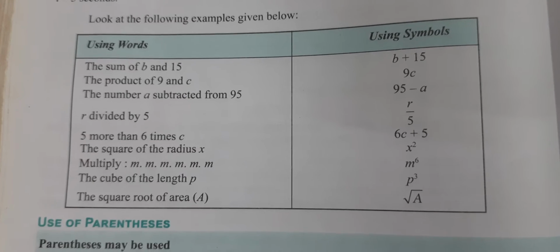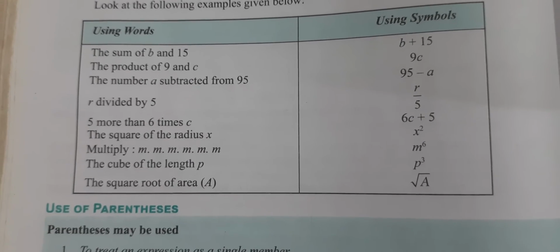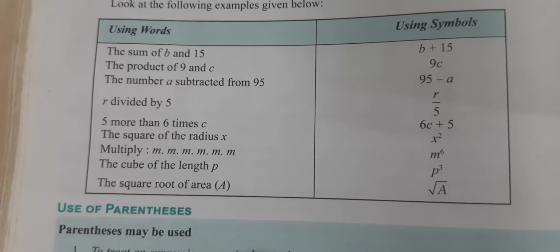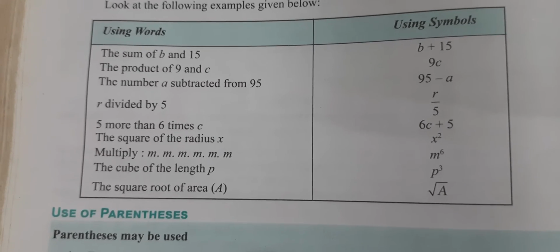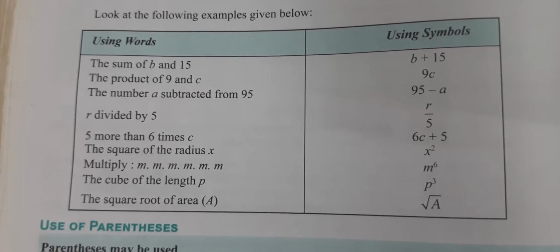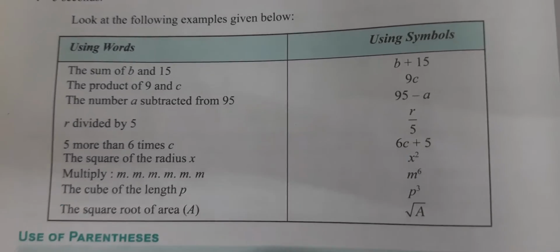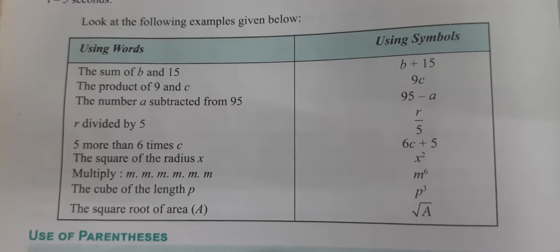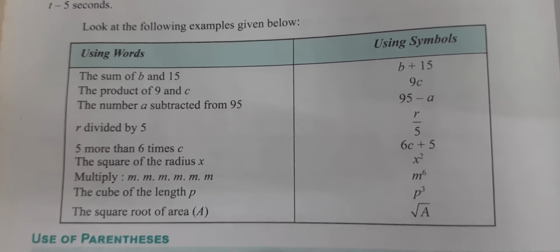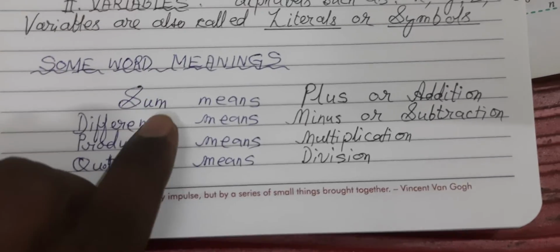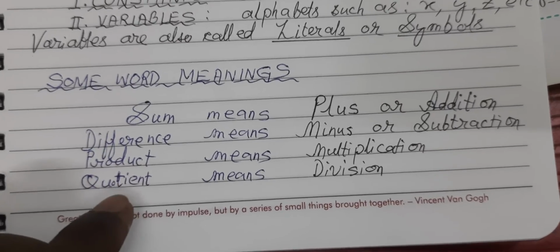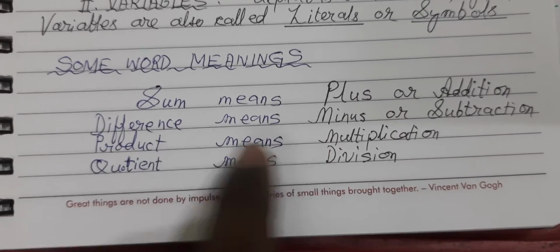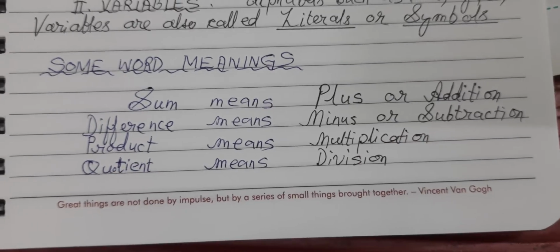Okay, the meanings of those words I have already given in the previous section of this particular table that I just taught you. So keep these in mind, the meanings of the words. First of all, the words and then the meanings of the words. What are the words? These are the words: sum, difference, product, quotient. Sum means plus, difference means minus, product means multiplication, quotient means division.